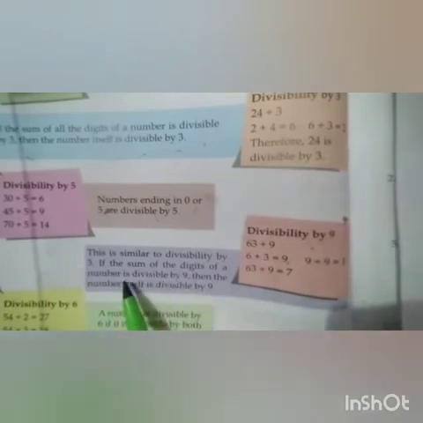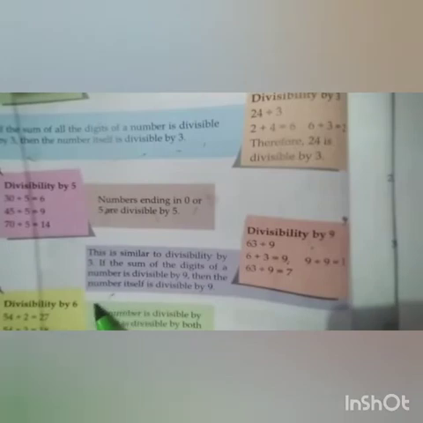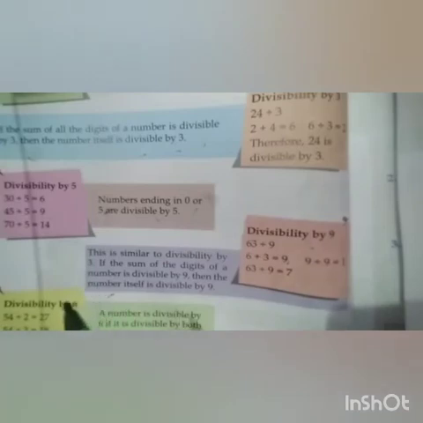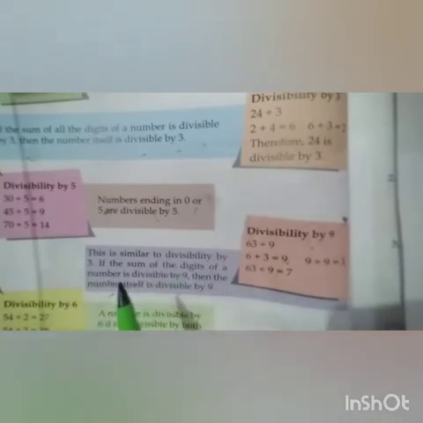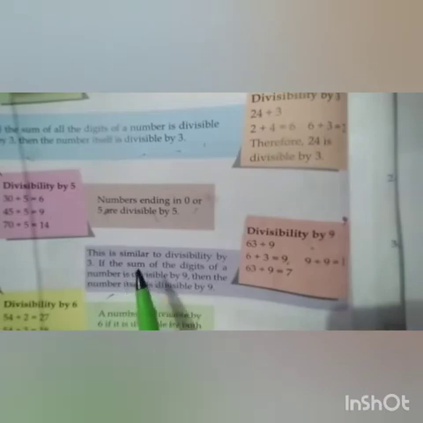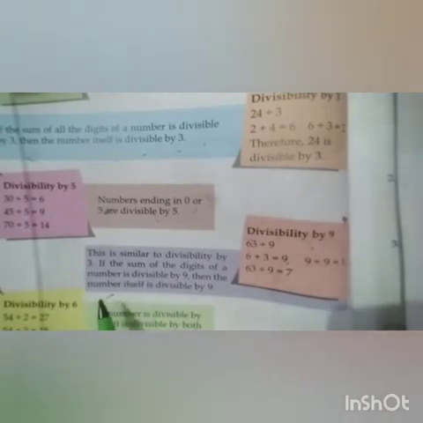This is similar to the divisibility by 3, the same condition as 3. In 3, how to check it? If the sum of the digits is divisible by 3, the sum of the digits is a multiple of 3, then we can divide the number exactly. Same in 9 also. If the sum of the digits is a multiple of 9, exactly divisible by 9, then we can divide the number by 9 also.